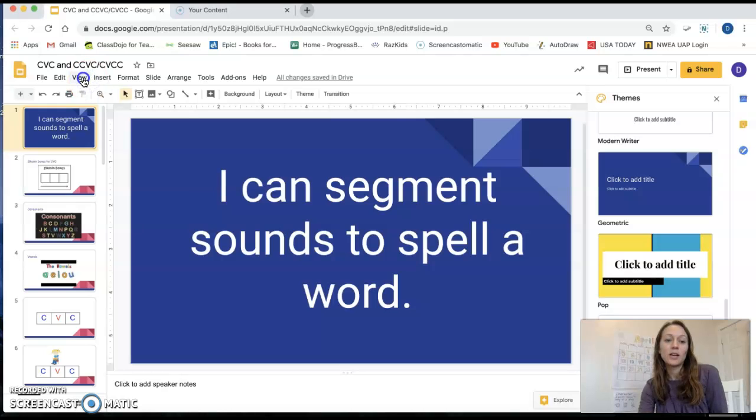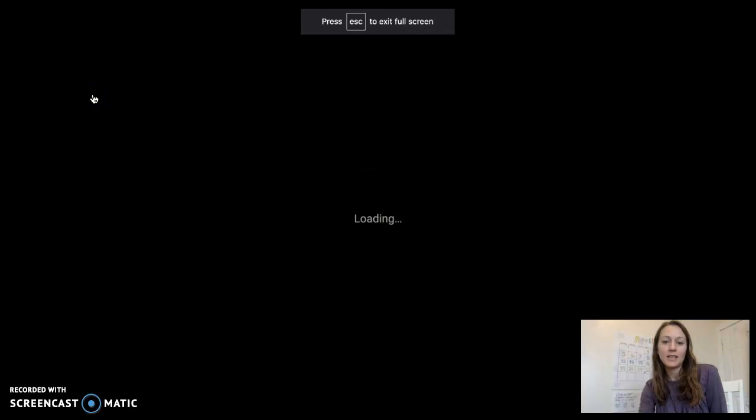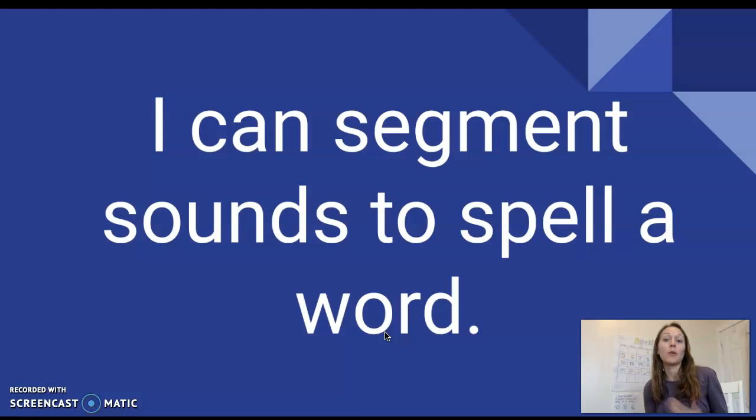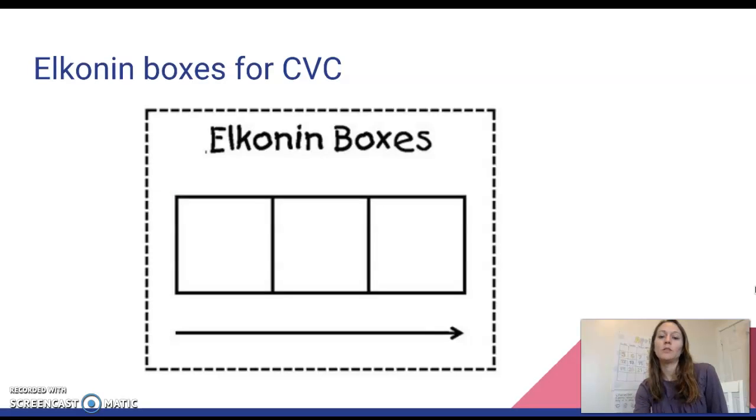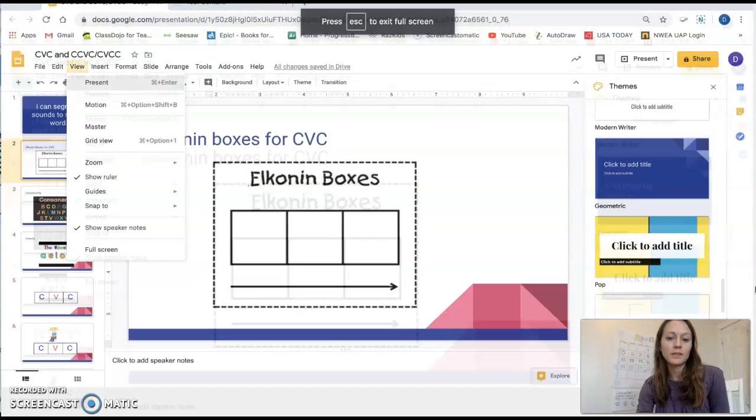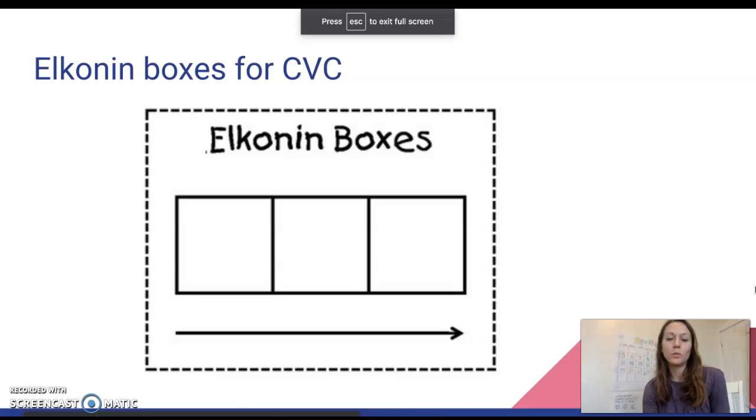All right, so our I can statement today is I can segment sounds to spell a word. I'm going to say it again and I want you to say it with me. I can segment sounds to spell a word. Remember, segmenting is pulling apart sounds and thinking about what each sound is. We're going to be using something called Elkonin boxes. These kind of boxes help us think about the different sounds in the word.